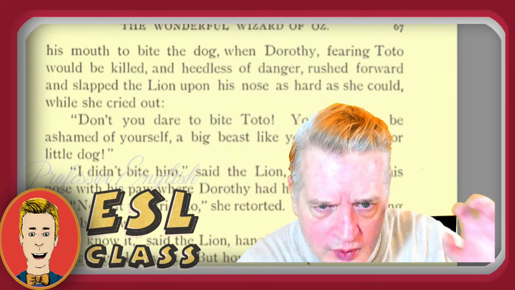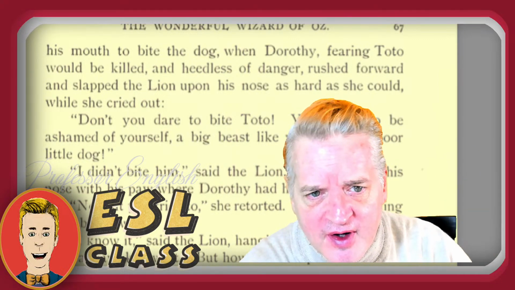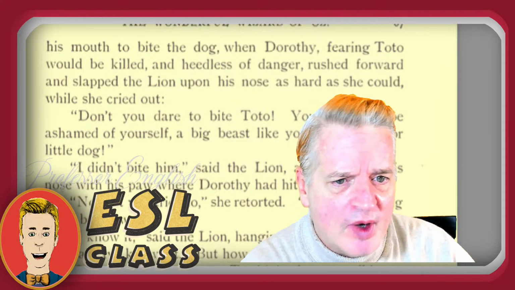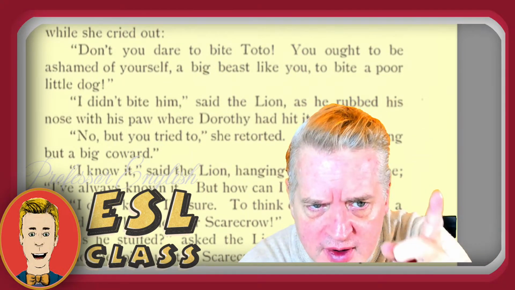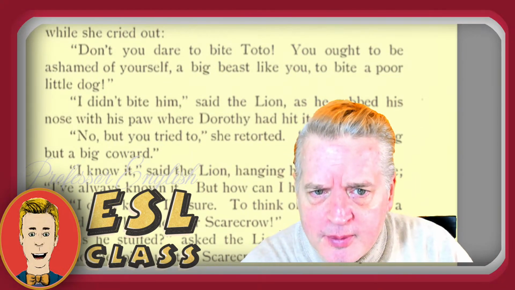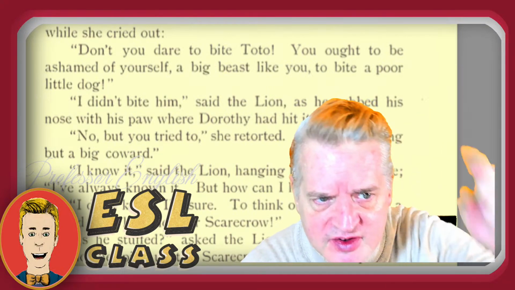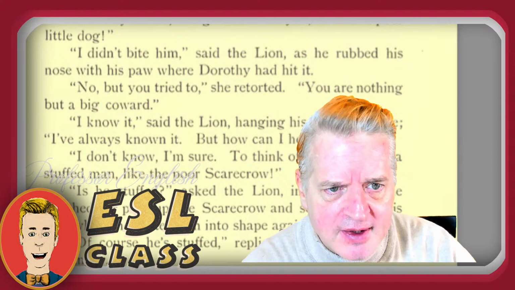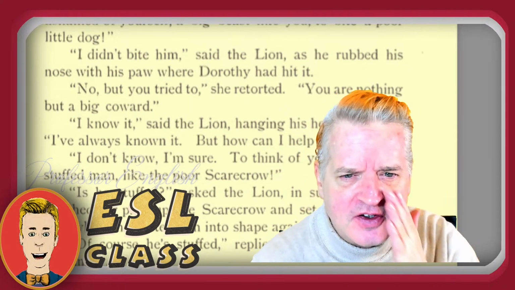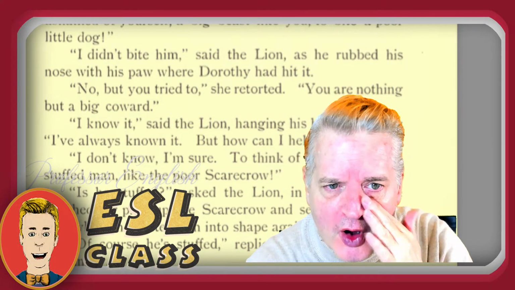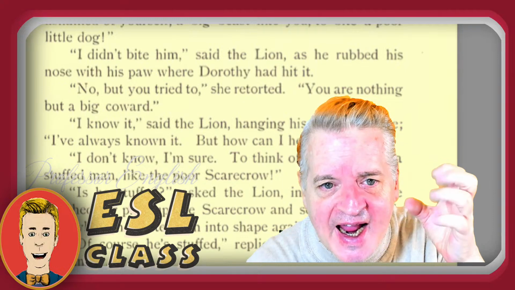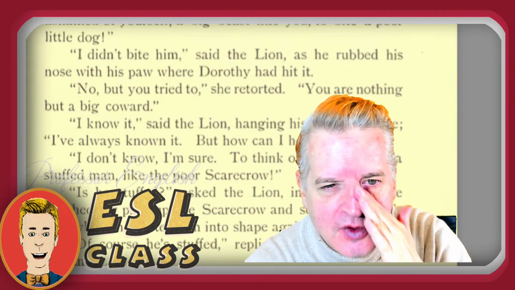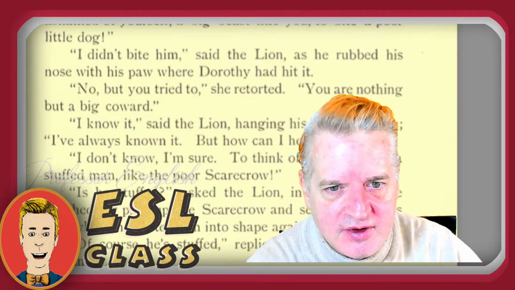Heedless of danger, rushed forward and slapped the lion upon his nose as hard as she could. And while she did so she cried out, "Don't you dare bite Toto. You ought to be ashamed of yourself, a big beast like you, to bite a poor little dog." "I didn't bite him," said the lion as he rubbed his nose with his paw. Remember, paw is a hand, but for an animal like a dog or a lion. He rubbed his nose with his paw where Dorothy hit it.